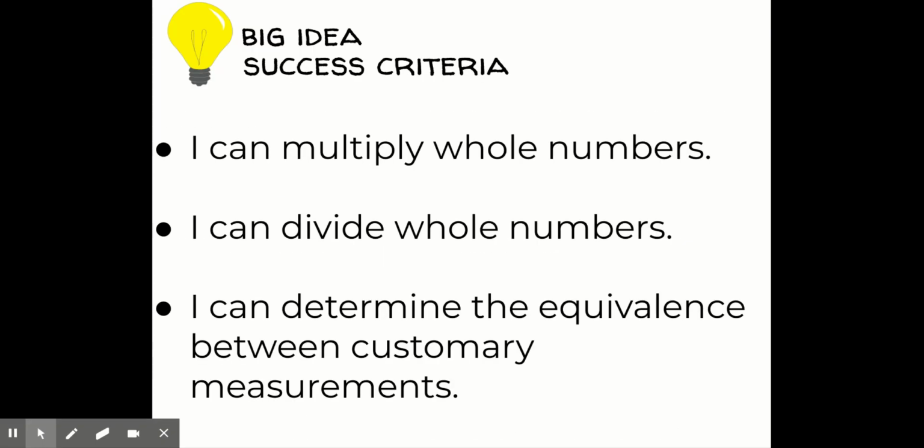Our success criteria today is made up of what we reviewed, that we can multiply whole numbers and we can divide whole numbers. I also want you to know that your success criteria is also reliant on the chart I gave you about customary measurements. We'll be able to determine the equivalence of those measurements by just looking at the chart.